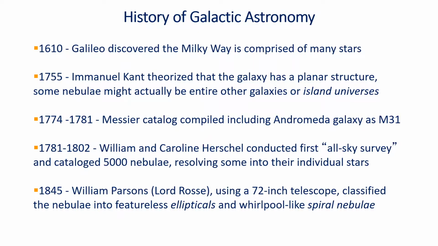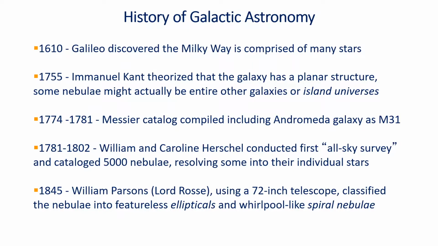By the mid-18th century, Immanuel Kant, a philosopher, is theorizing that the galaxy has a planar structure, and making a more audacious speculation that some of the fuzzy objects in the night sky might be other systems of stars like our galaxy, island universes. Charles Messier, in the later part of the 18th century, compiles a catalog of these fuzzy objects, some of which have spiral structure, including the Andromeda galaxy, that's Messier 31.